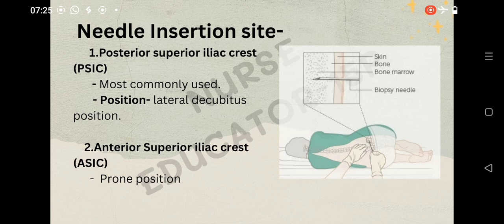The second insertion site is the anterior superior iliac crest, that is ASIC. It is done in the prone position. Prone position means lying on the abdomen with the support of pillows under the face, abdominal region, and at the legs.